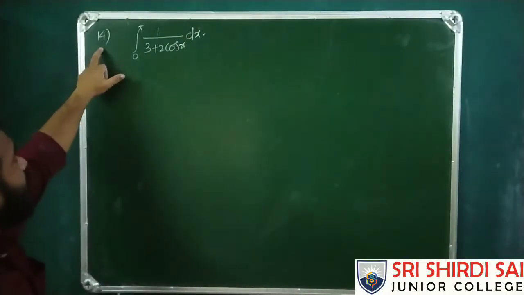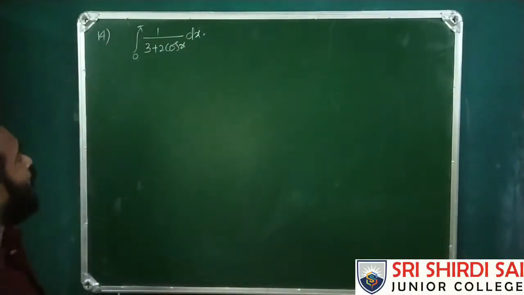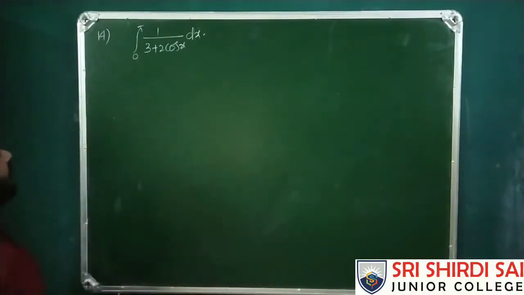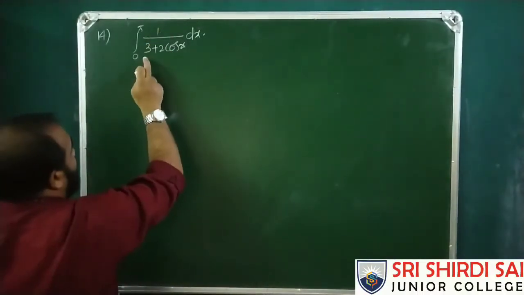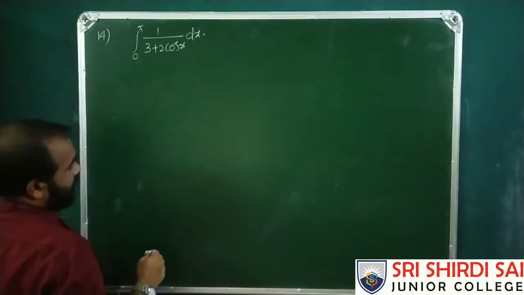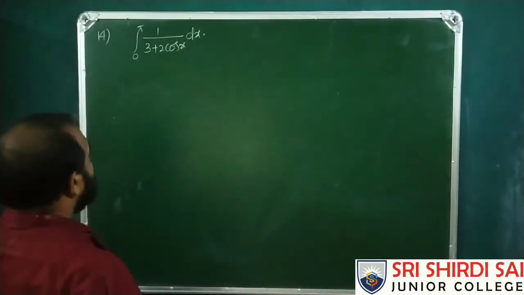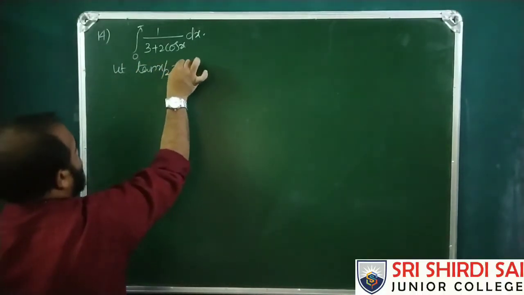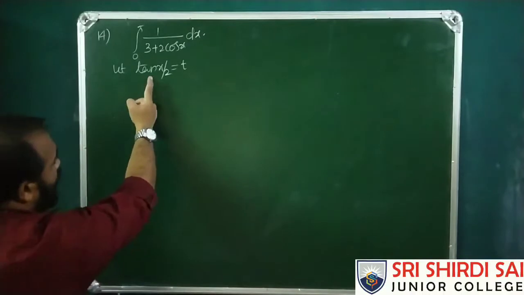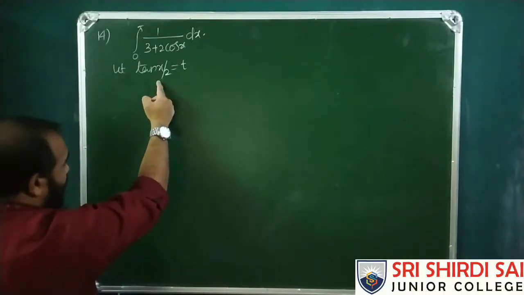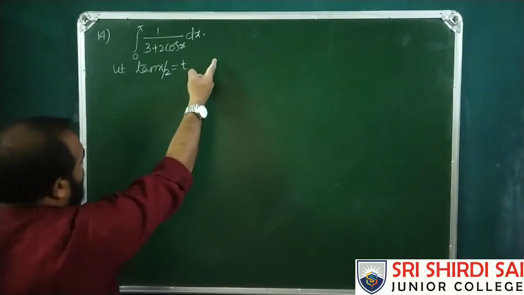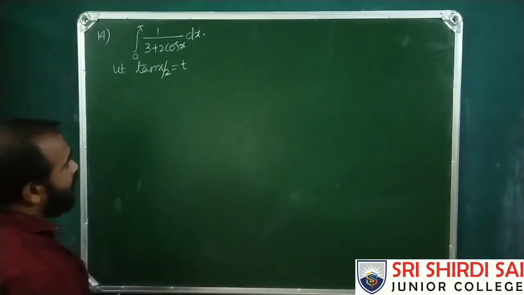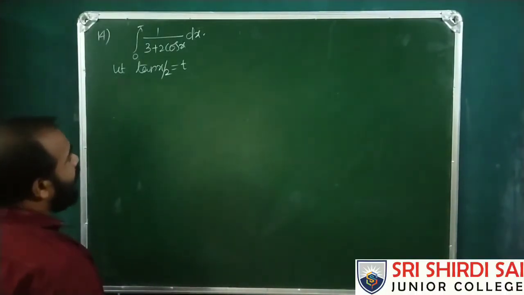So the 14th question is integral 0 to pi, 1 by 3 plus 2 cos x dx. So this is equal to, how do we do this? Integral 1 by... trigonometric functions are there. So the last problem also we have dealt with this. So let tan x by 2 equal t. So secant square x by 2 into 1 by 2 dx is equal to dt. So dx is equal to, if you take the 1 by 2 to that side, 2 dt by secant square x by 2. Secant square x by 2 is 1 plus tan square x by 2. So 2 dt by 1 plus t square.